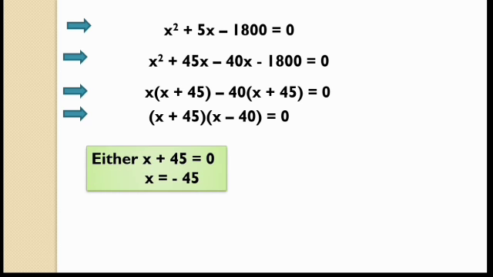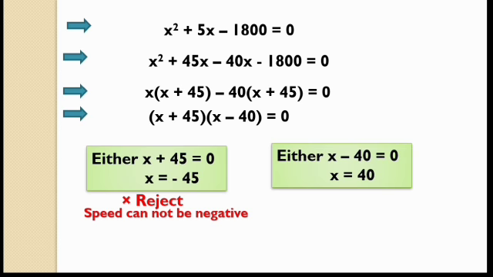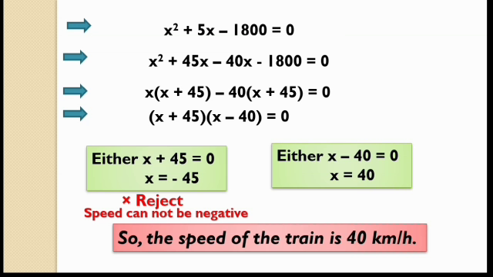So either x plus 45 equals 0, x equals minus 45. We will reject this solution because x is the speed of the train and speed cannot be negative. Or x minus 40 equals 0, it means x equals 40. So the speed of the train will be 40 km per hour.